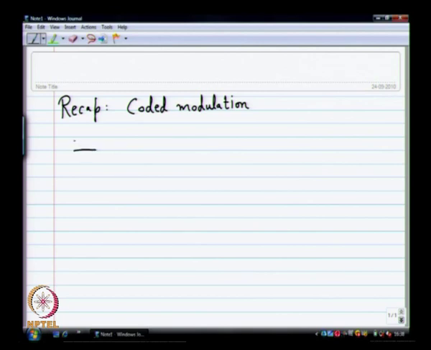You have a k-bit message M which gets encoded using an n comma k code.